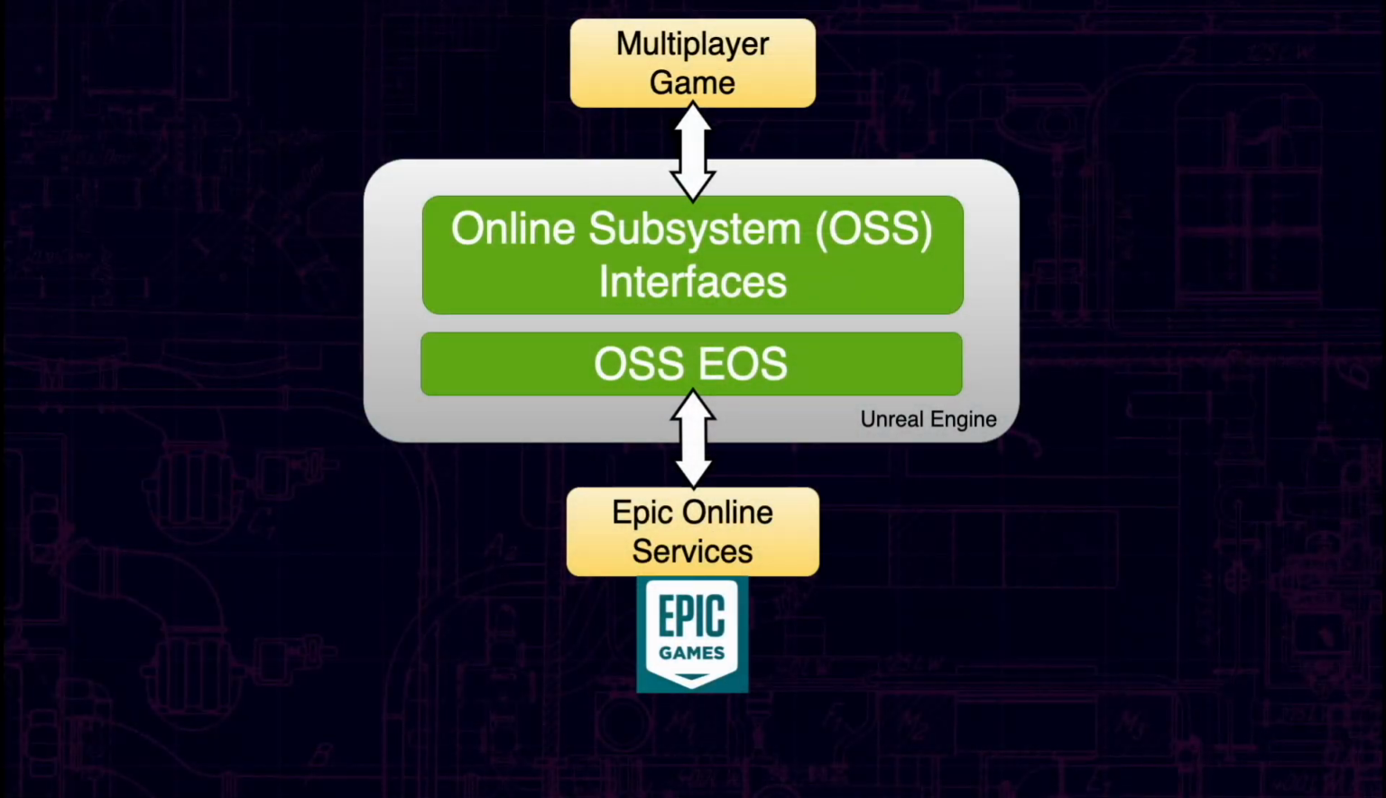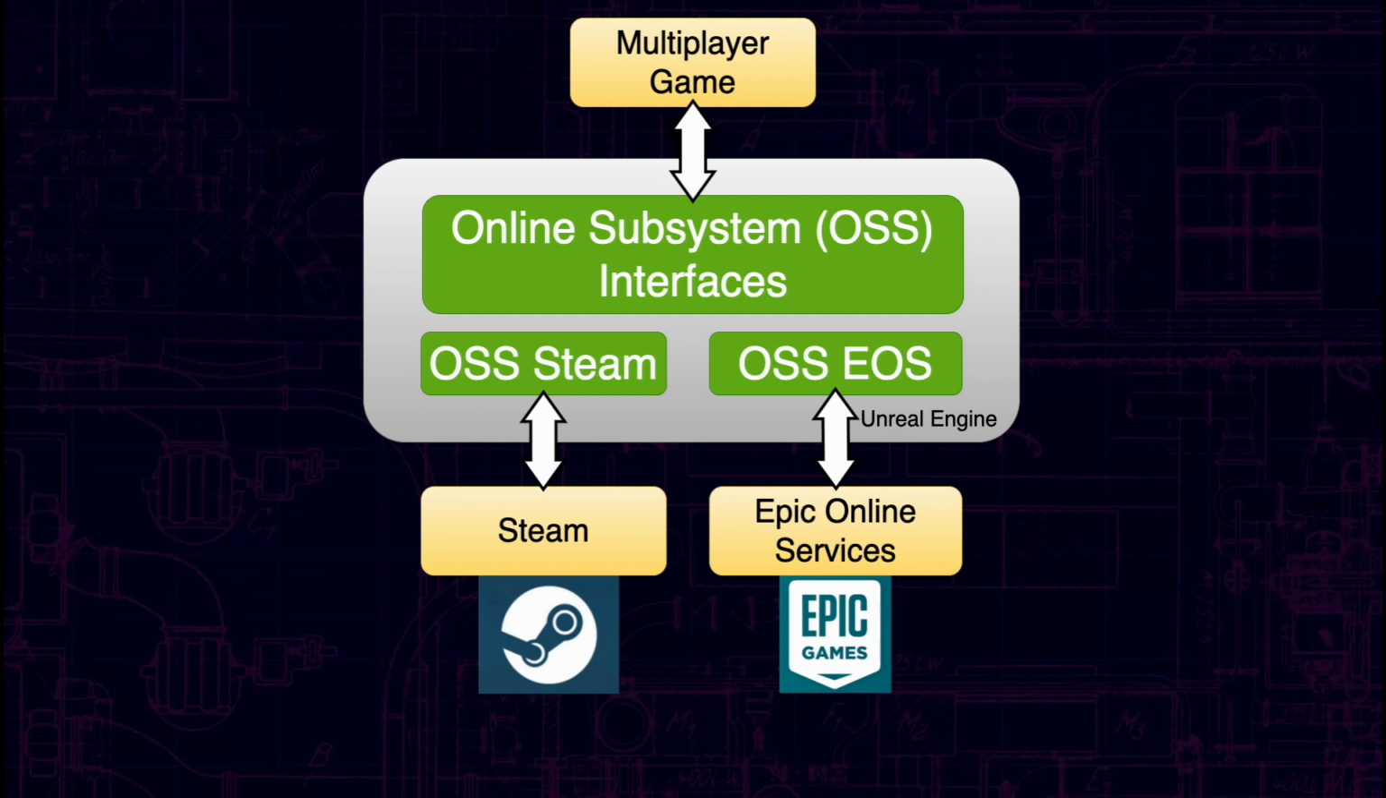As I have described in the first video, we are using the online subsystem EOS to access Epic Online Services. If we use the online subsystem in the usual way, we can either choose to use EOS or Steam, but not both. If we primarily use the online subsystem Steam, we won't be able to access Epic Online Services, and vice versa.